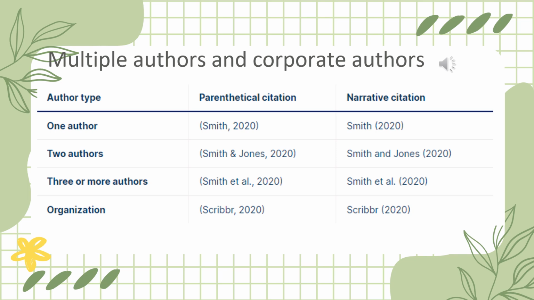Okay, now how about organizations? In organizations, in parenthetical citation, use the organization's name followed by the year. For example, Young Organization Sports, comma, 2020, while in a narrative citation, it is just like in one author citation. That is the format.